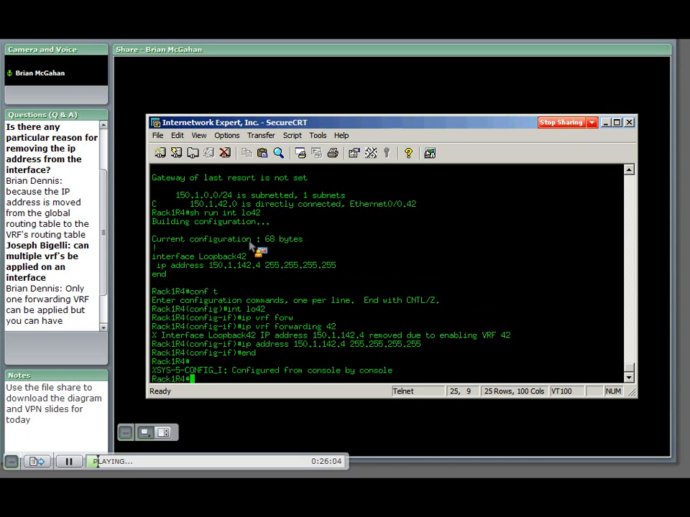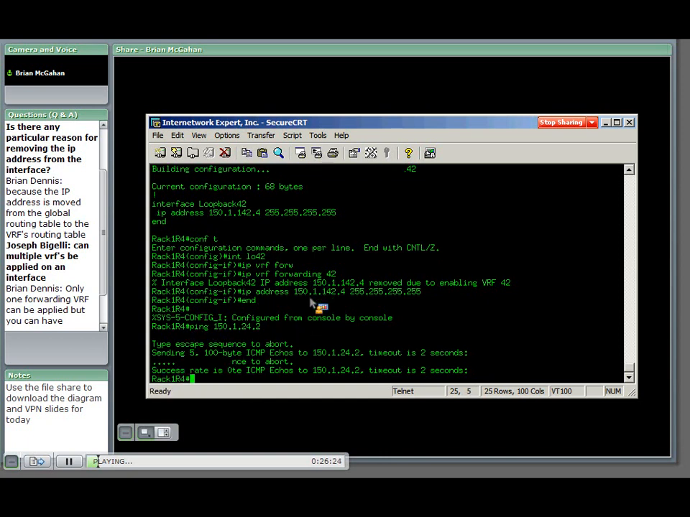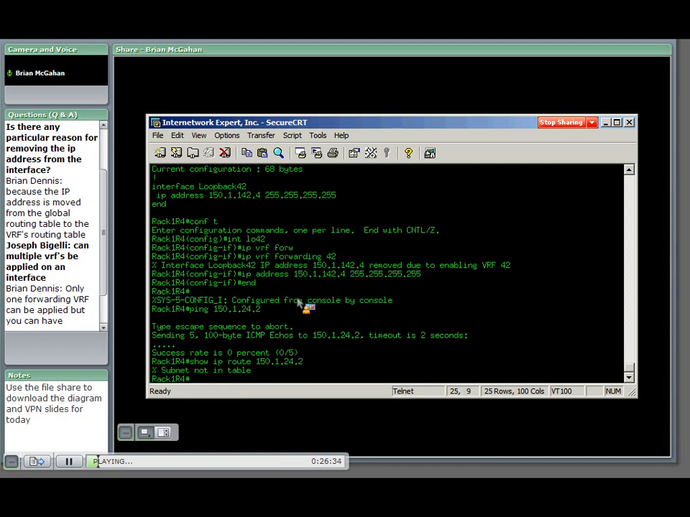Now what we're going to do is go ahead and run some routing protocols between these two neighbors. But first, let's go ahead and test basic connectivity. We'll say ping 150.1.24.2. We saw previously we did have connectivity between these two neighbors. Now when we issue this command, what the router is doing is performing its routing lookup in the global routing table. So first off, it's saying show IP route 150.1.24.2.